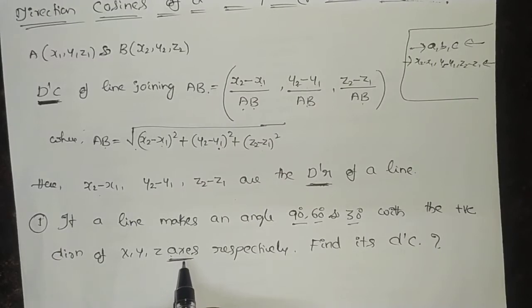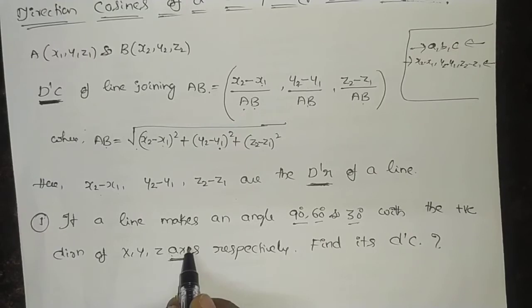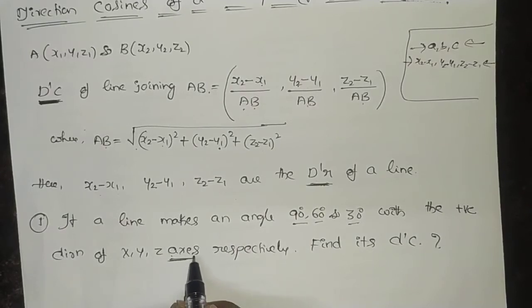Okay, next we have one more word, that is "axis". If I make this as axis, that is a singular word. Axis represents singular, axes represents plural.